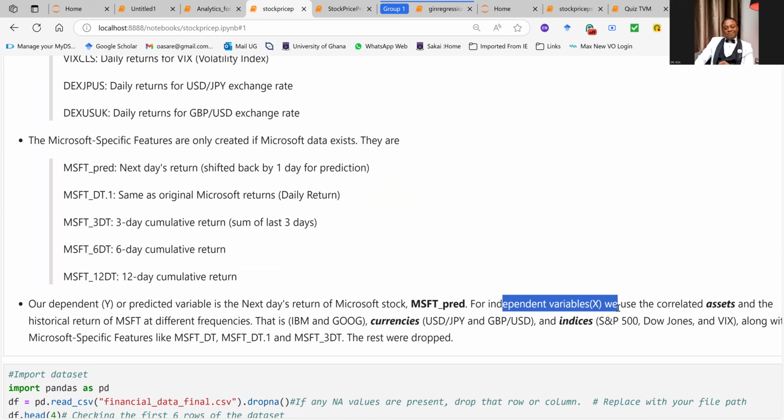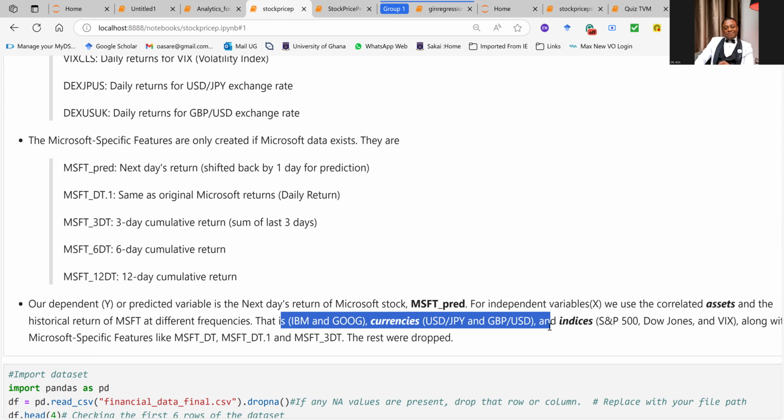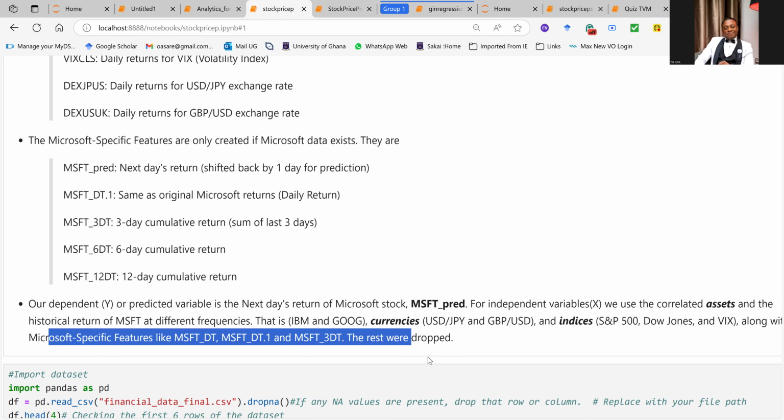Now, for the independent variables, I've already indicated that we are using those correlated assets, which we have spoken about. IBM and Google, they are assets. Currencies, we've already mentioned them. Japanese yen dollar, British pound dollar. And then we also have the indices alongside the Microsoft specific features here.